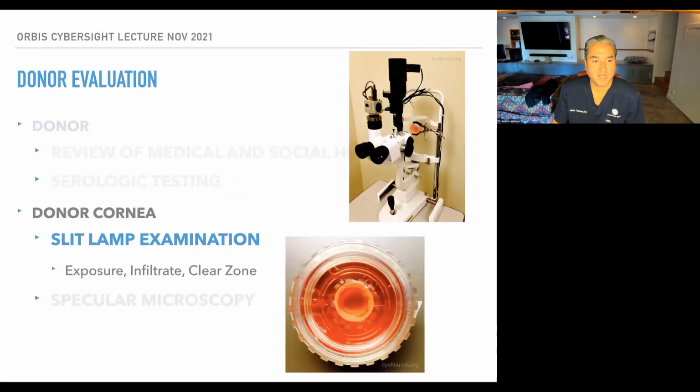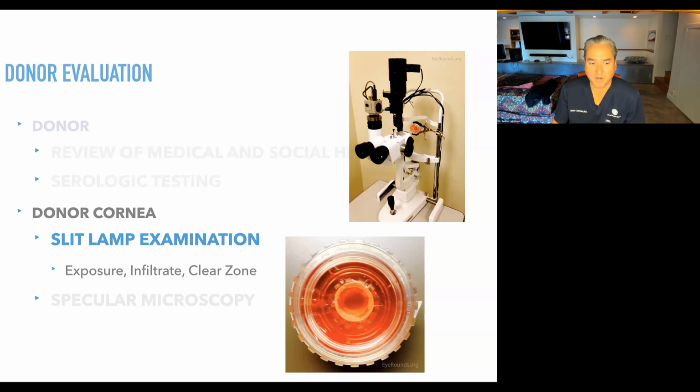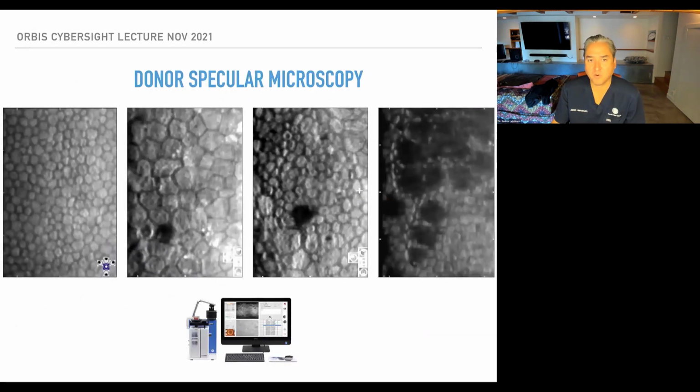At the eye bank, they put the corneas in these viewing chambers so you can look at the endothelium, look for exposure patterns and any infiltrates, and document that clear zone. So all that information is important to review prior to using the cornea. And then, of course, you have the specular microscopy. In this video, you can see from the left to the right that obviously the left is beautiful, nice uniform cells, all the way to the right where there's dropout with guttata, which you would probably not want to use that cornea.